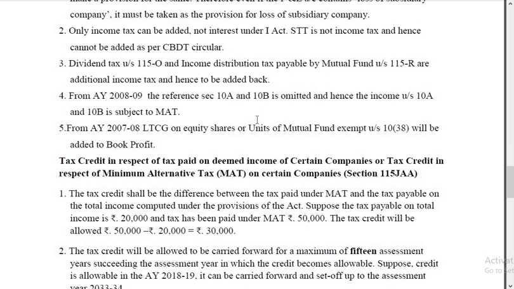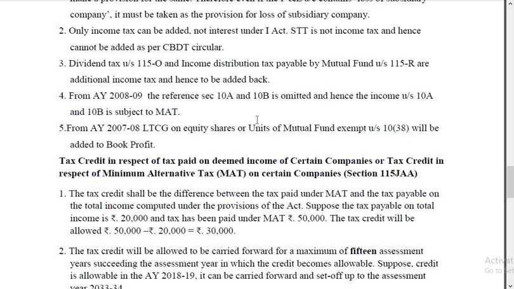From assessment year 18-19, the reference to section 10E, that is the compensation received by the assessee on voluntary retirement in the case of the Industrial Disputes Act. So if an employee is removed, the compensation received by the employee is not to be deducted. And then 10B, that's regarding the 100% export-oriented company. Earlier 100% deduction was allowed to such companies, but now it is omitted, and hence the income under sections 10E and 10B is subject to MAT.